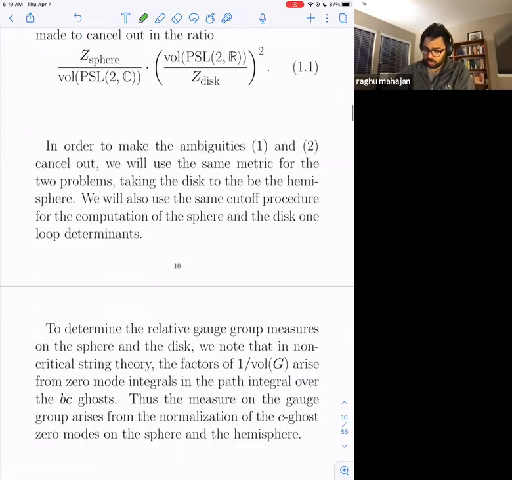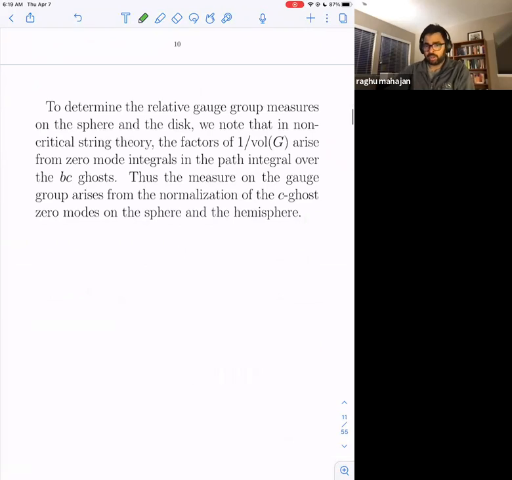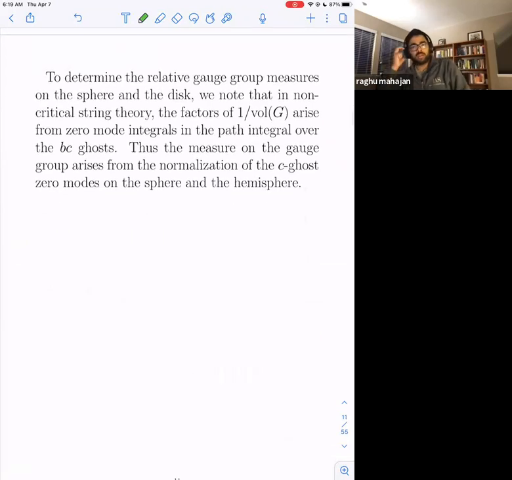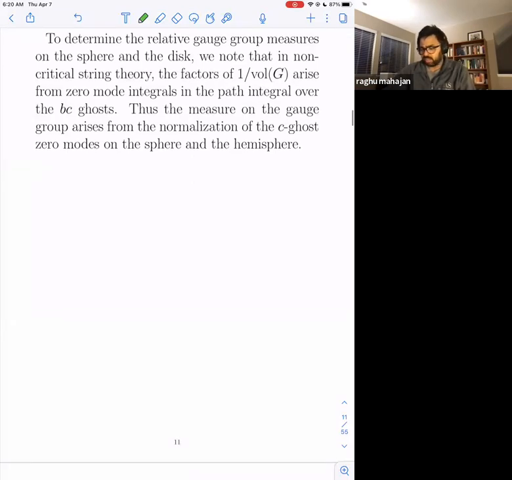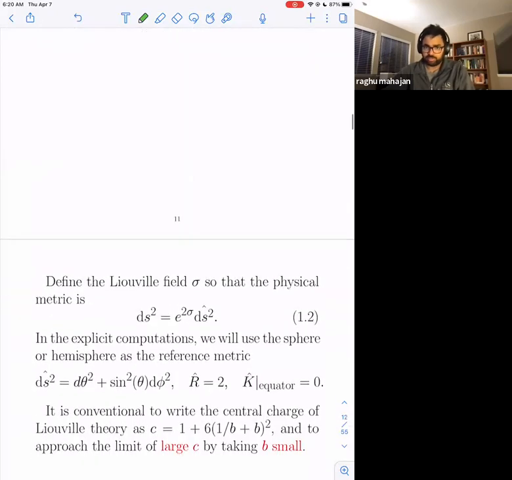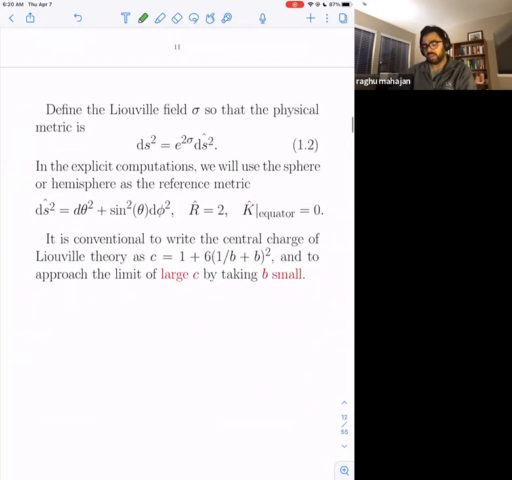So now, and this point I already mentioned, to determine the relative measures on the gauge groups PSL2R and PSL2C, you have to realize that those measures are really coming from the BC ghost zero modes and the measure on that field space. Okay, so all these factors are important, but they are sort of more technical. So now let's get into the details a little bit.